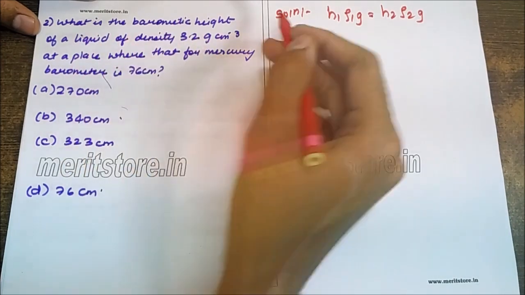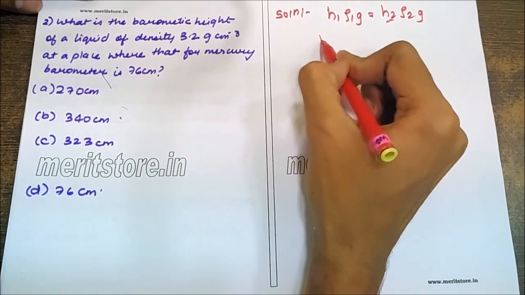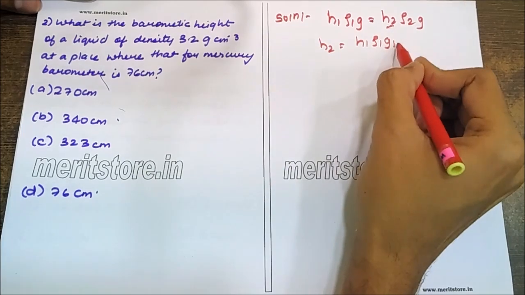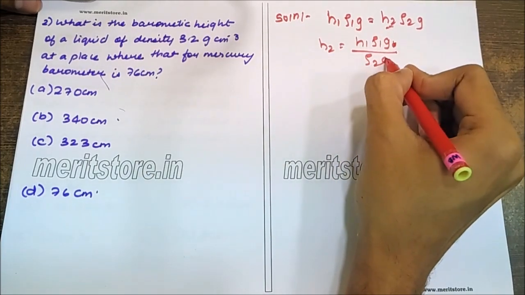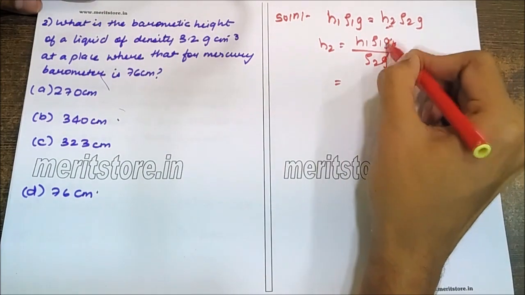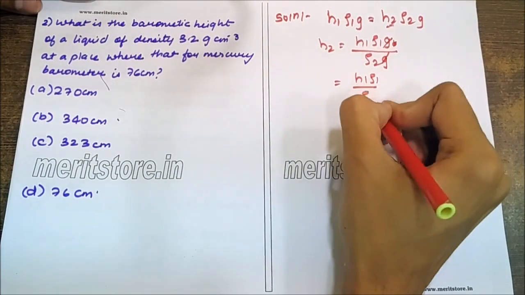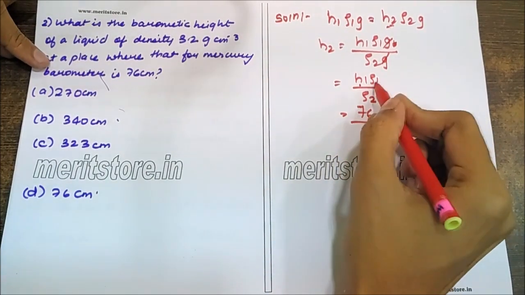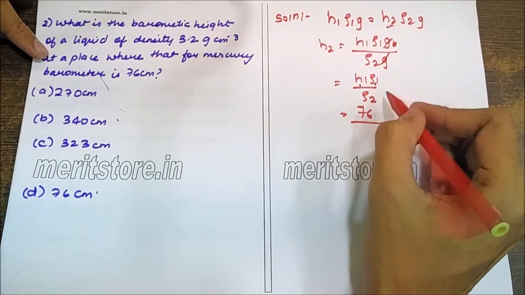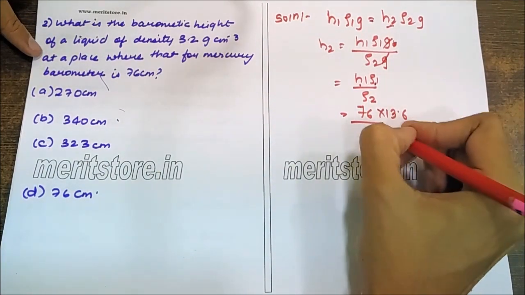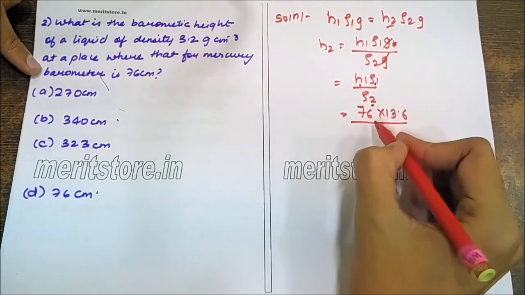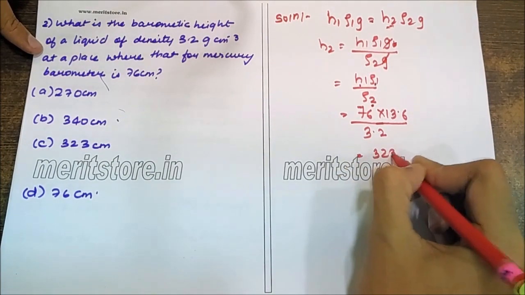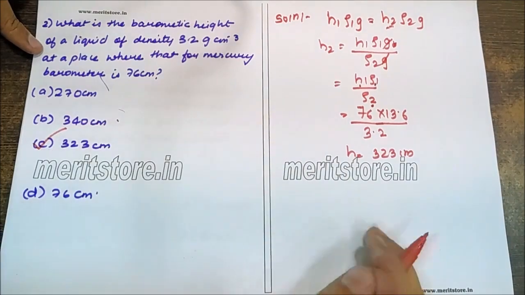What is the barometric height of a liquid? So the height for a certain liquid we need to find. Let that height be h2. The equation in terms of h2 will be h1 rho 1 g upon rho 2 g. This g gets cancelled, so we are left with h1 rho 1 upon rho 2. The height of the first liquid is 76 and its density is 13.6, upon the second liquid whose density is given as 3.2, so that gives you the answer 323 centimeters, that is h2. So C is the correct option.